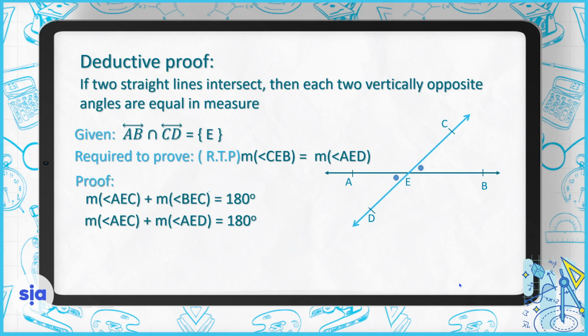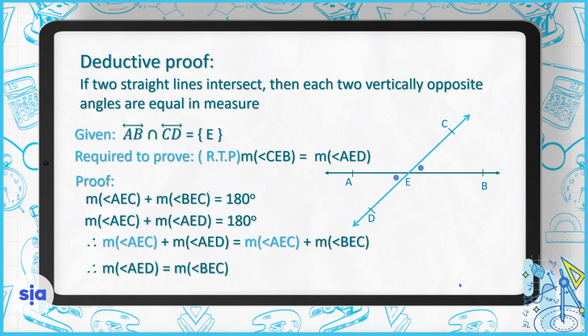Therefore, the measure of angle AEC plus the measure of angle AED is equal to the measure of angle AEC plus the measure of angle BEC. Therefore, the measure of angle AED is equal to the measure of angle BEC. This is what the question wants me to prove. It's the same as the measure of angle AEC is equal to the measure of angle DEB.